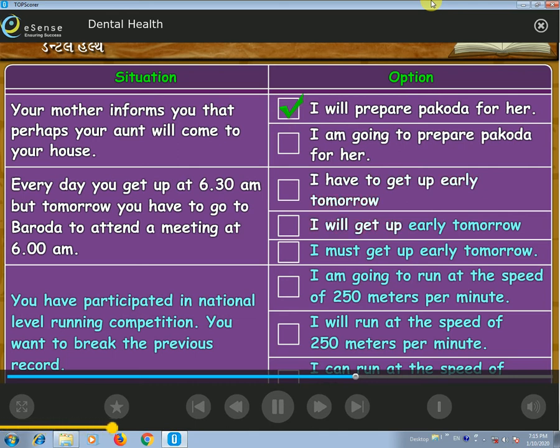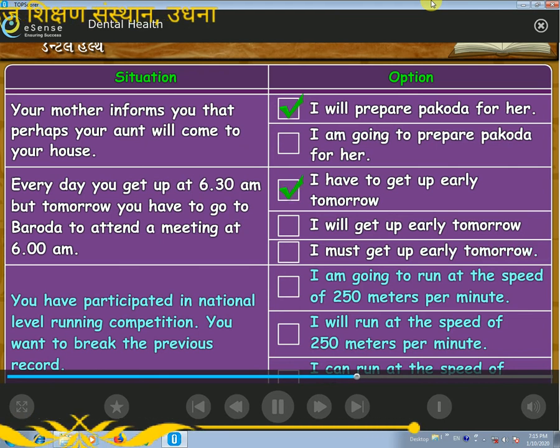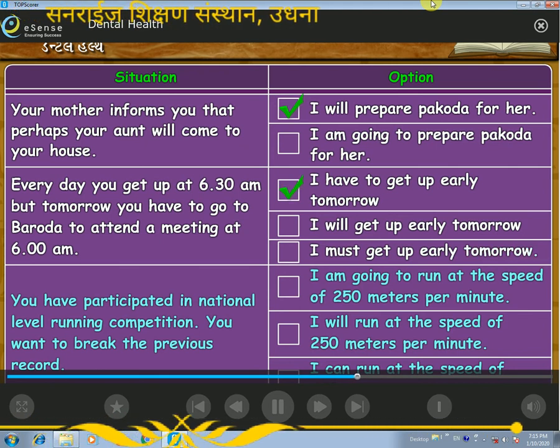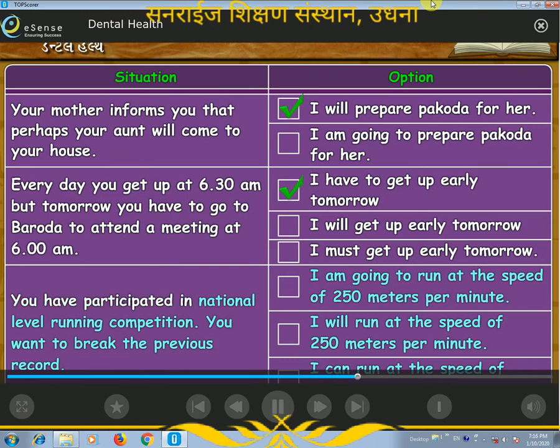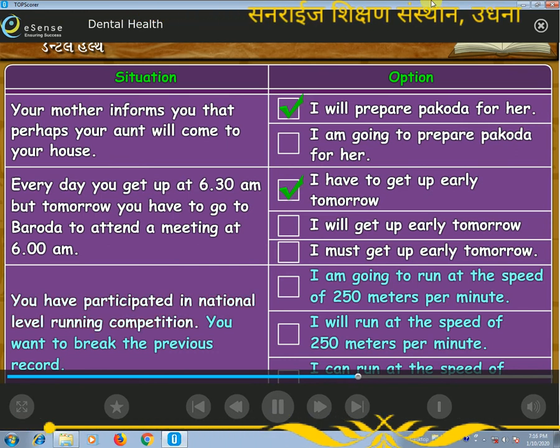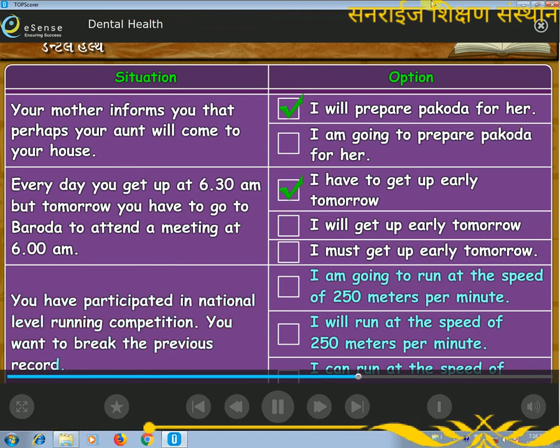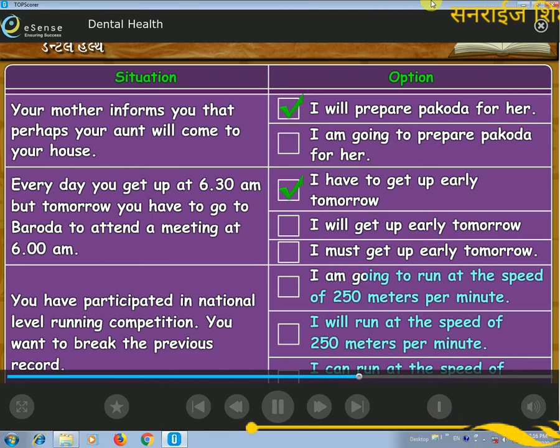You have participated in national level running competition. You want to break the previous record. I'm going to run at the speed of 250 meters per minute. I will run at the speed of 250 meters per minute. I can run at the speed of 250 meters per minute. I am going to run at the speed of 250 meters per minute.